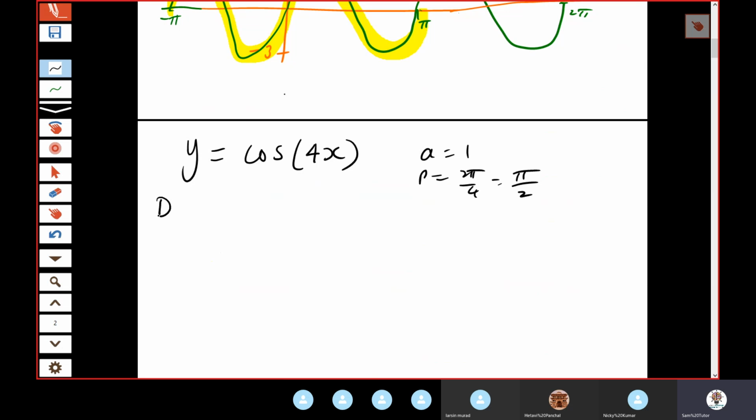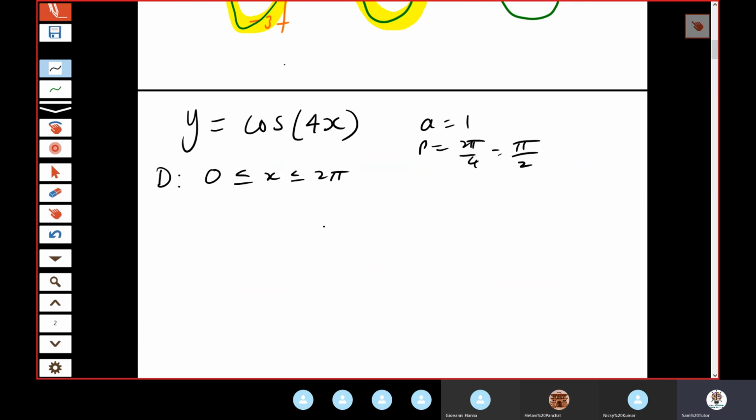And what do you guys want my domain to be? You tell me where to draw it from. Doesn't matter. 0 to 2 pi. Okay, so your normal ones. 99.99% of the questions are 0 to 2 pi. 0 to 2 pi. All right, here we go.